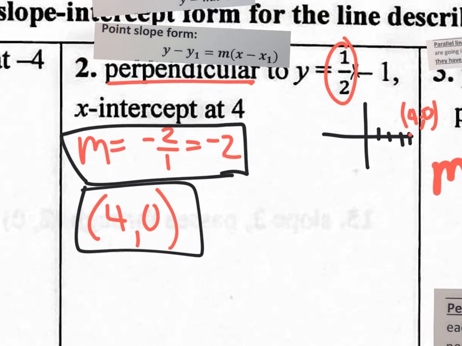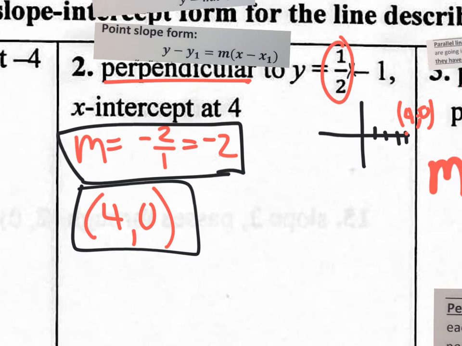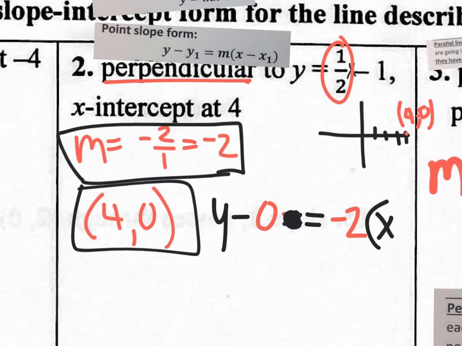Uh-oh, starting to lose control of this thing. So let's write it in point-slope form. y minus y1. What's y1? Come on, people. What's y1? 0. Equals, let me change colors here. Equals, oh man, that's ugly. Equals m. What is m? -2, parenthesis x minus what? Minus 4.